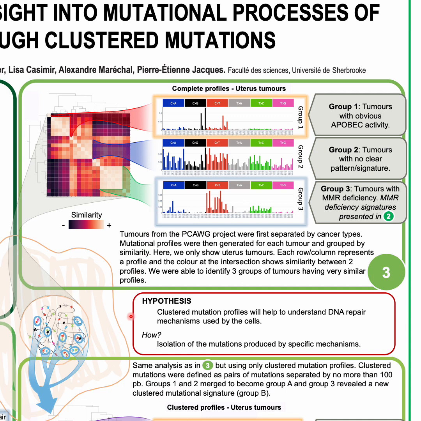Next, as I mentioned a little bit earlier, we hypothesized that cluster mutation profiles would help us to understand mechanisms used by the cell. By doing this, we tried to isolate mutations produced by the use of specific mechanisms. So we would expect by doing this that we would have a group of cells with APOBEC activity, but maybe also new signatures associated with other mechanisms that produce mutations very close to one another.